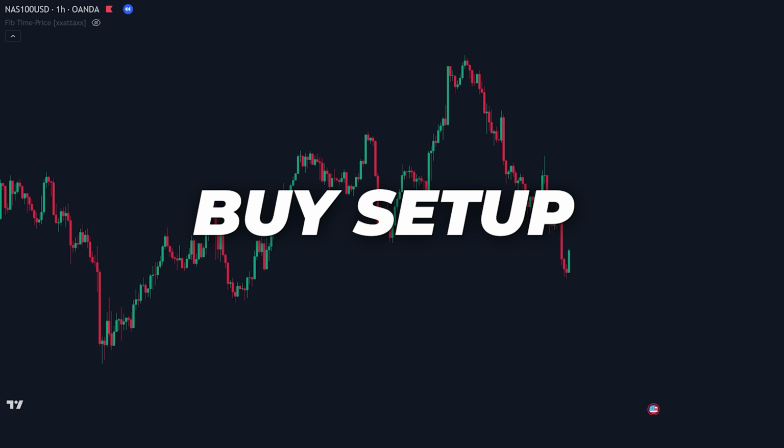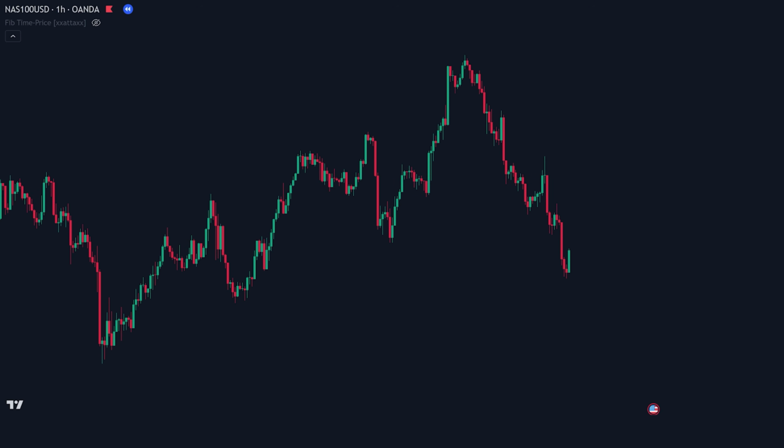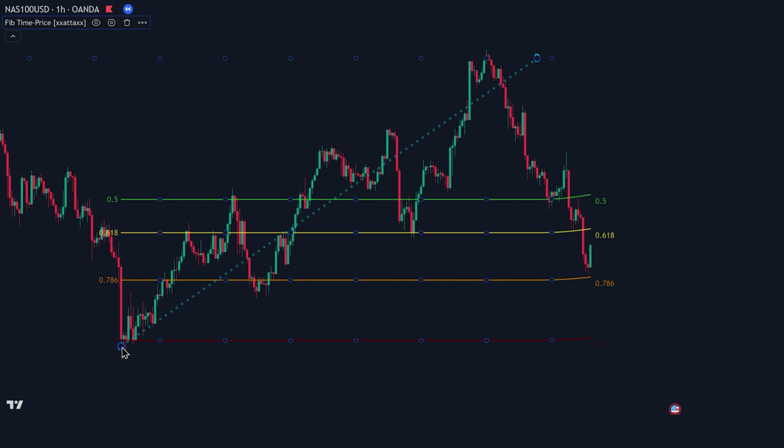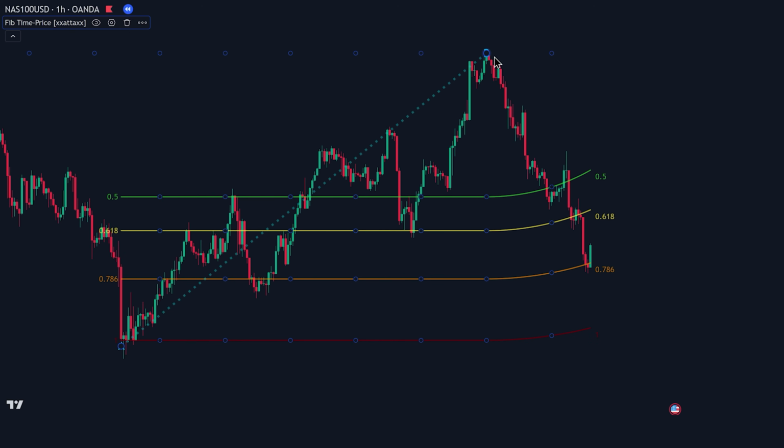Let's analyze this buy trade setup. First, confirm the trend. In this case, the trend is clearly bullish, as indicated by the series of higher highs and higher lows. This sets the foundation for a potential buy opportunity. Once you see a deeper retracement in the price, adjust the indicators point A and point B manually to the swing low and the swing high.